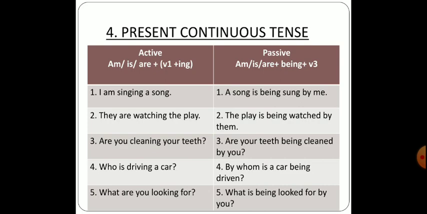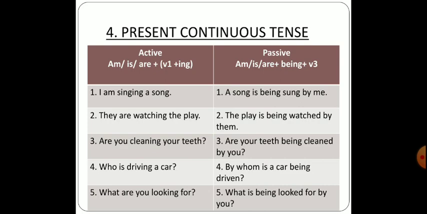The remaining sentences are, they are watching the play. The play is being watched by them. Why is? Because play is singular. The next one is, are you cleaning your teeth? Now are means it is plural. So the passive form would also be starting with the plural form only. Are your teeth being cleaned by you?